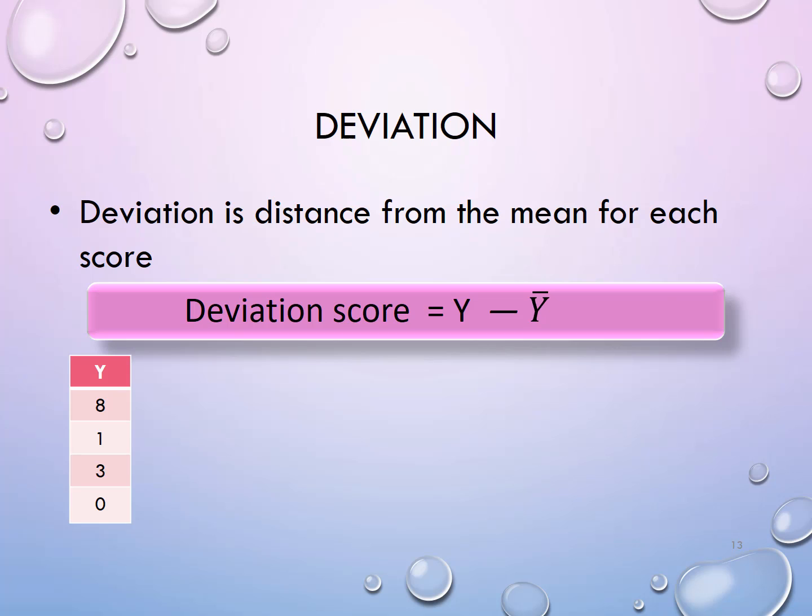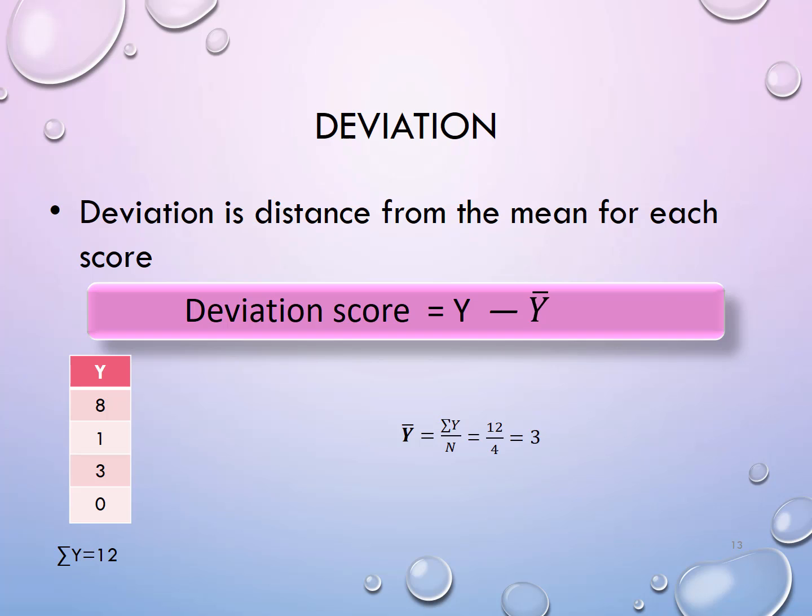So let's say this is our data set. We have the scores of 8, 1, 3, and 0. First, in order to see how far each of these values is away from the mean, we have to get the mean. Well, we know the mean is just the sum of the scores divided by the total number of people. So the sum of the scores here is 12. We have 4 people, so divided by 4, we get a mean of 3.